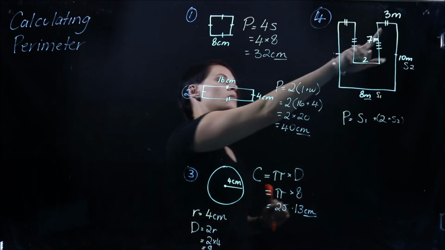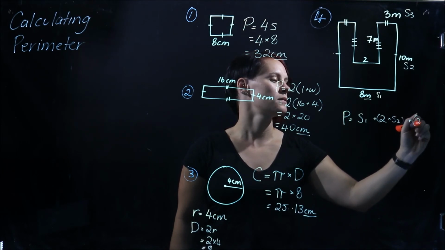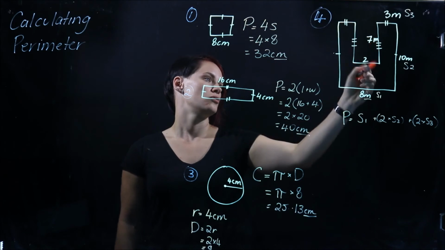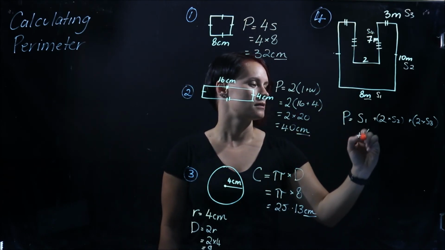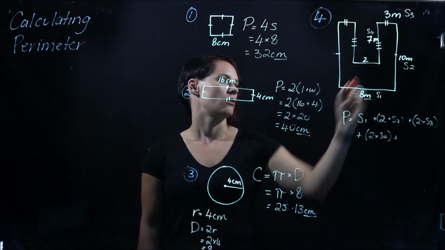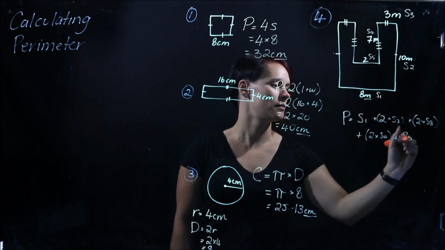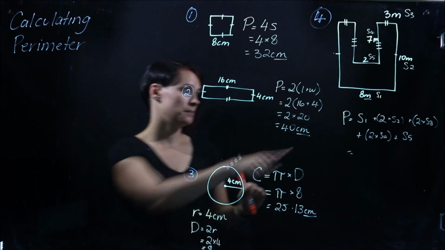What else have we got? If this was side 3, we've got 2 of them, so 2 times side 3. And we've got 2 of these, which we're going to call side 4. So plus 2 times side 4. And then we've got this one here on its own. So plus side 5.